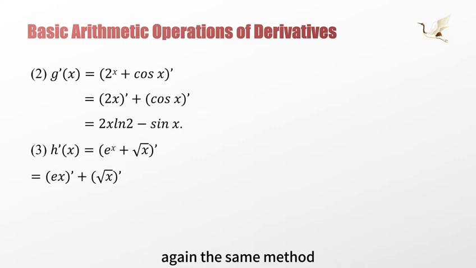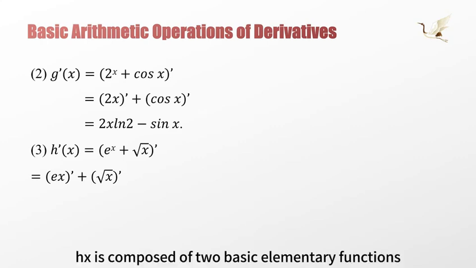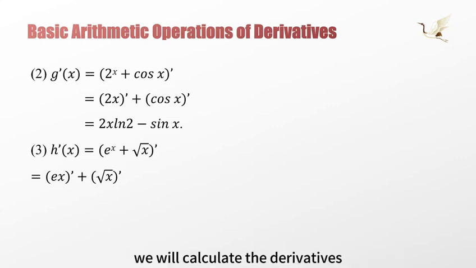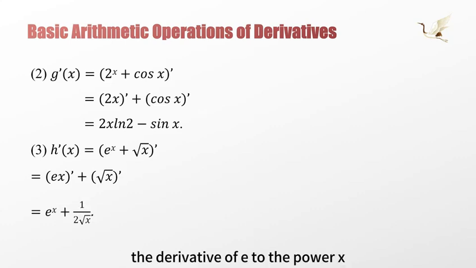The same method. h(x) is composed of two basic elementary functions, y equals e to the power of x and y equals the root x. We will calculate the derivatives of these two functions separately. The derivative of e to the power of x is e to the power of x.